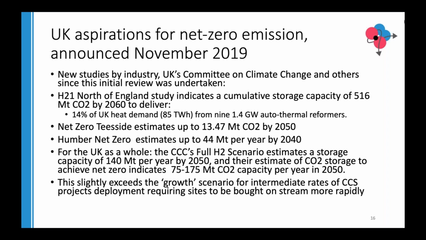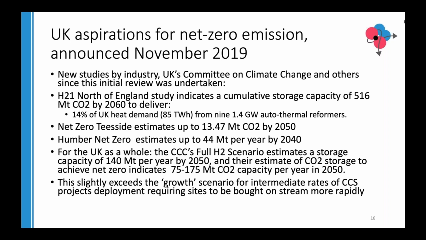And this includes studies such as H21's North of England study, which was published last year, which provides an estimate of a cumulative storage capacity of 516 million tonnes of CO2 by 2060, which will provide considerable heat demand for the UK, up to 14% of the UK's heat demand via autothermal reforming. The net zero Teesside estimates have increased slightly, up to about 13.5 million tonnes of CO2 by 2050.